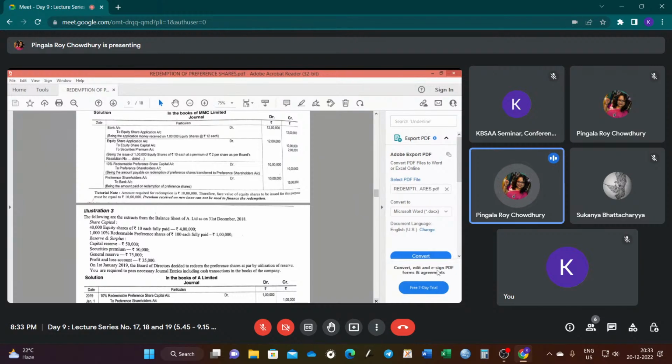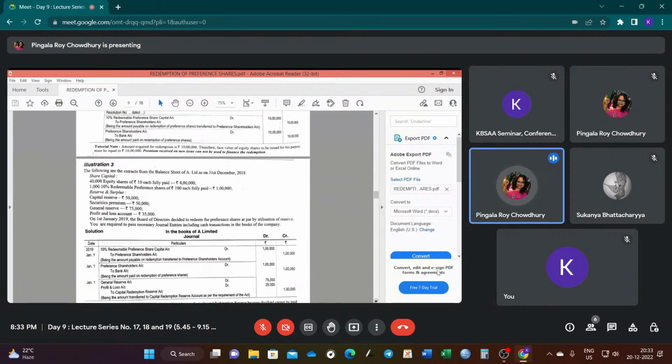On 1st January 2019, the board of directors decided to redeem the preference shares at par by utilization of reserve. So it is very specifically stated that we are not using proceeds from fresh issue. So there's no question of issuing any shares, only we will be utilizing reserve. So you are required to pass necessary journal entries, including cash transactions in the books of the company. So whenever the sum says to redeem only out of profits, your sum starts from redemption entry because there are no fresh issue. So there will be no entries on issue. So the first entry will be on redemption.